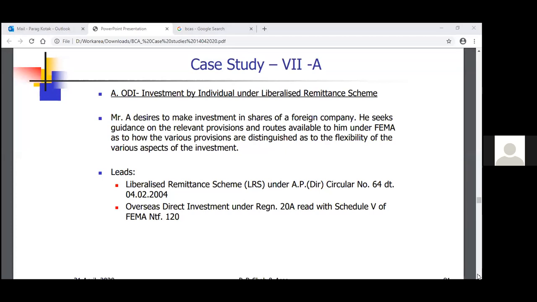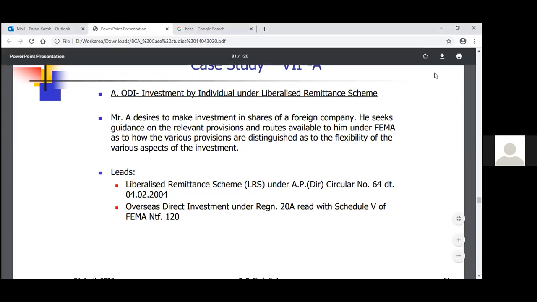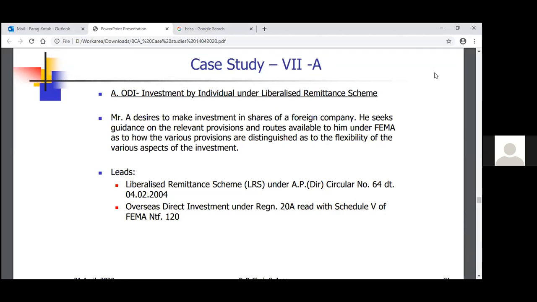Again, sorry, sir, I missed you. In 2013, under LRS, I remitted some funds into my Singapore bank account. It was purely a US dollar account. And from that Singapore US dollar account, in 2020, I got an opportunity, so I invested in forming a company in Dubai. So am I now supposed to file a form ODI?